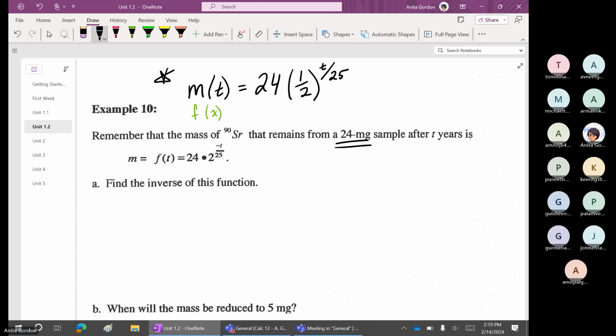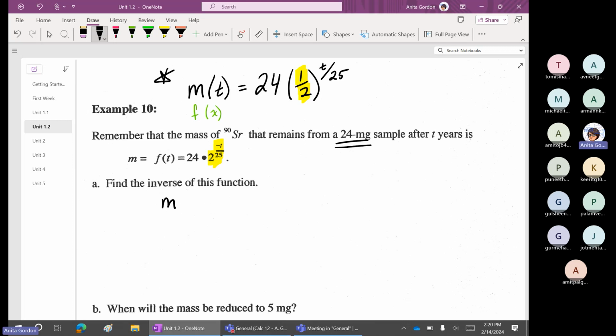Okay. So find the inverse of this function. Notice how they wrote it. I said that 1 over 2 is to the power of t over 25. They wrote 2 to the power of negative t over 25. Is that the same thing? Okay. Find the inverse. Remember, this inverse is an exponential. We're going to use a log base 2.